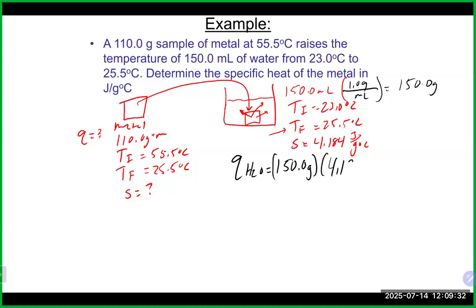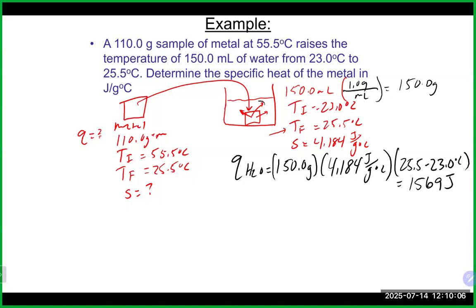Our specific heat capacity, 4.184 joules per gram per degree Celsius. Final temperature here, 25.5 minus 23 degrees Celsius. And that will get us here 150 times 4.184 times 25.5 minus 23. Looks like something like 1,569 joules. That again is going to be the information we're going to use to relate it back to the metal.